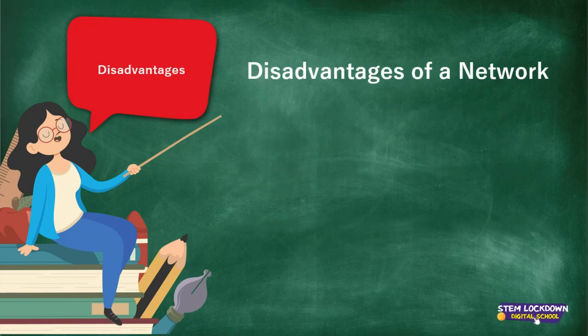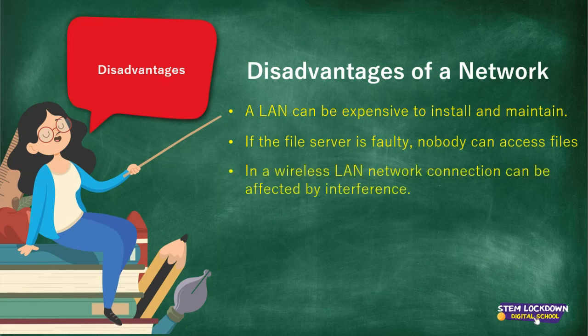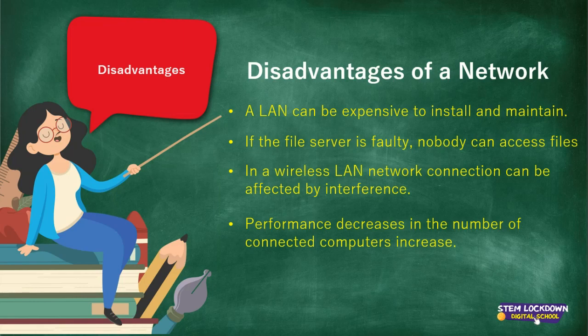Then the disadvantages, there are disadvantages. Networks can be expensive to install. If the file server is faulty, remember we said the server is the one that is centralized. If it's faulty, nobody can access the files. All right. Then in a local area network, it can be affected by interference, and then people can actually hack into the systems. Then, of course, the more computers are connected to the system, the more strained it becomes, right?